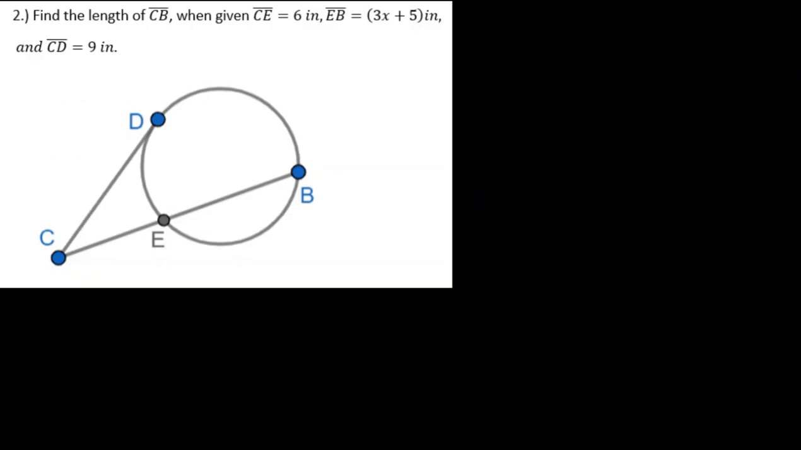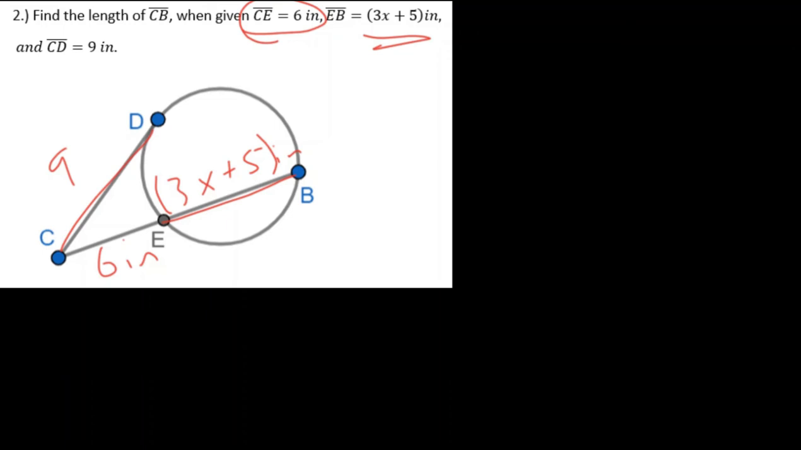Okay, and here we have example 2. And this has a word problem with a diagram, so let's fill in our information as we read through it. It says, find the length of CB when given that CE is 6, so we can label CE as 6 inches, and EB, so I see EB is right there, is 3x plus 5 inches, of course, and we're also given that CD is, once again, 9 inches, kind of convenient.